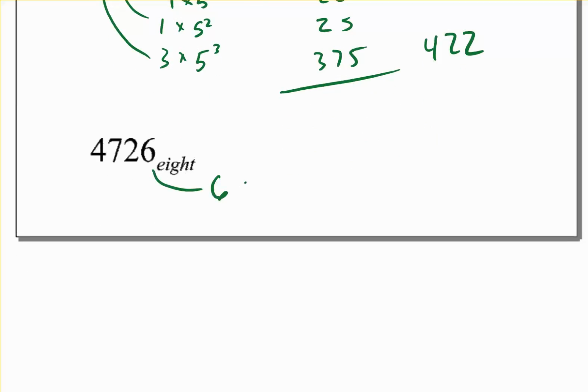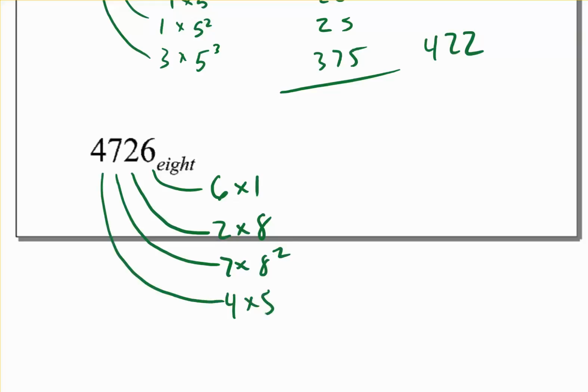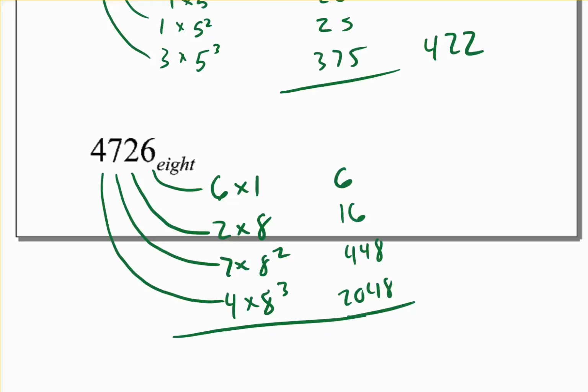6 ones, 2 eights, 7 eight squareds, and 4 eight cubeds. And we add those up. Transition kids typically find this pretty easy. This kind of makes sense. So 4726 base 8 would represent 2518 in our base 10.